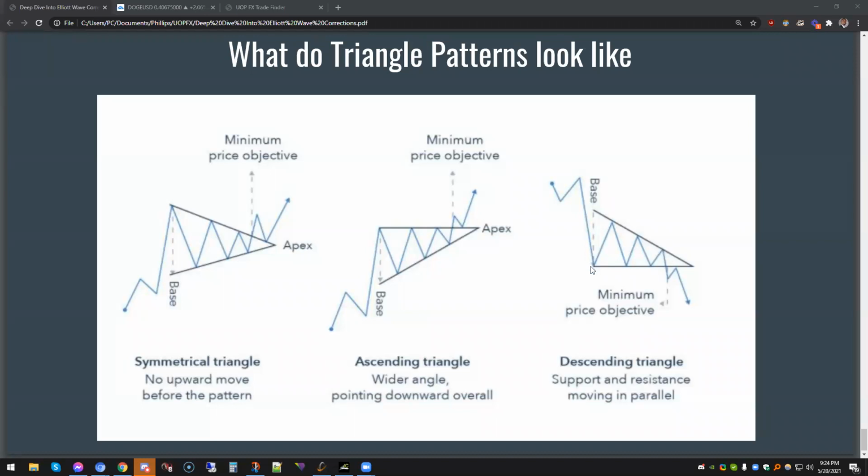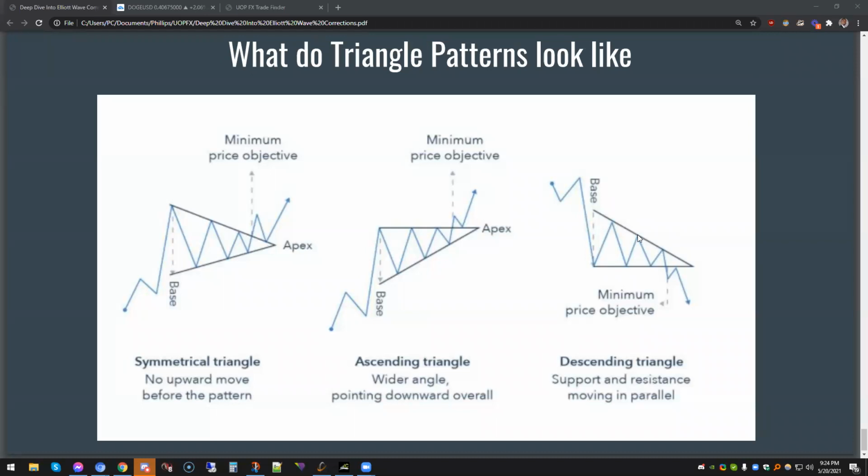Now, typically a triangle has 5 waves. So this is 1, 2, 3, 4, 5. So wave 5, you're selling off that. In a wedge, you're looking at selling off wave 3. Now in a triangle, selling off wave 3 is not too bad either.